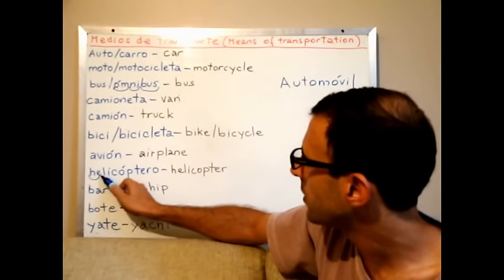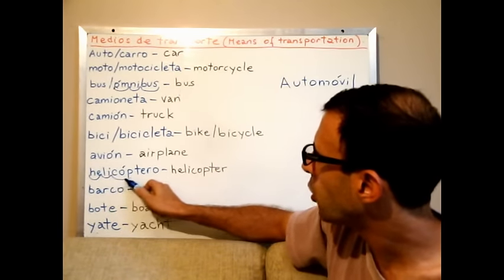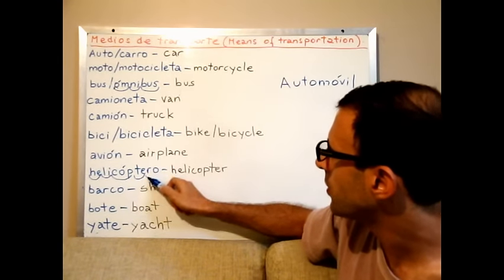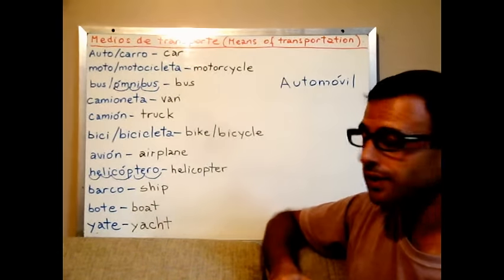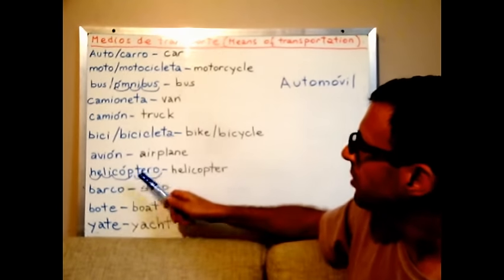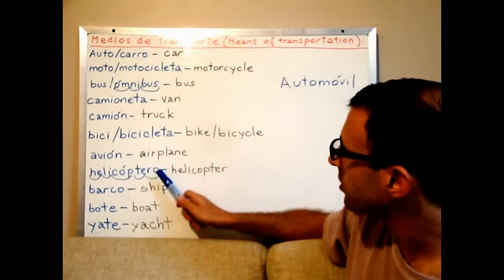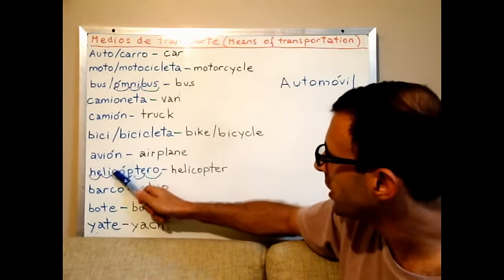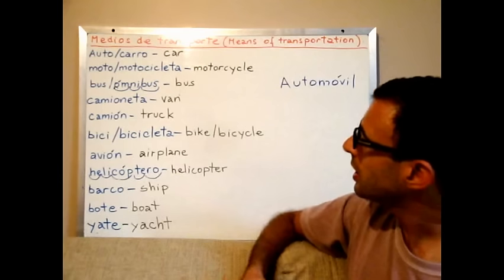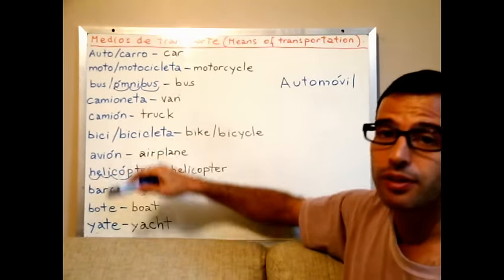Take a look again, helicóptero. Let's see the syllables. The accent of the word helicóptero is in the third syllable starting from the last one. 1, 2, 3. Cóptero. So it needs to carry a tilde on the O, right?